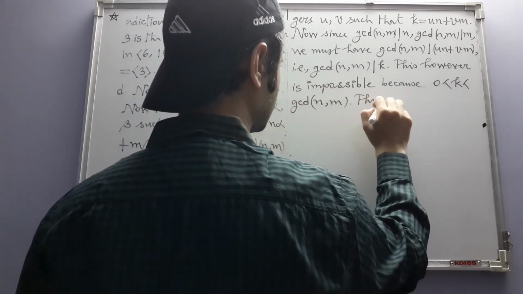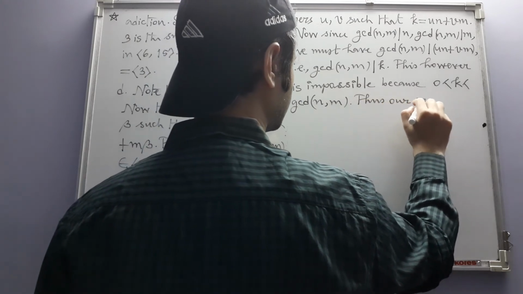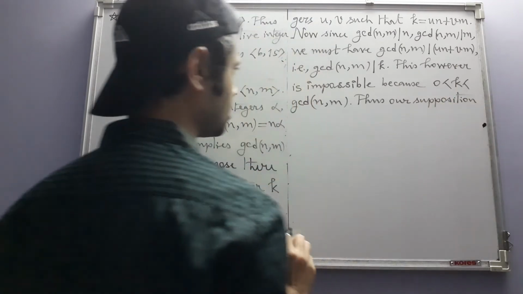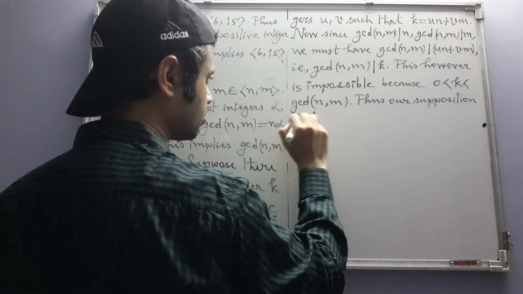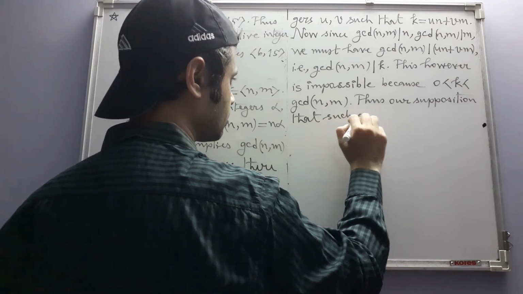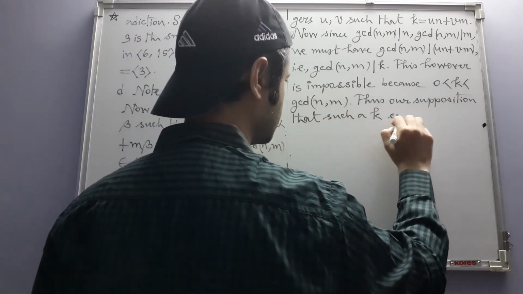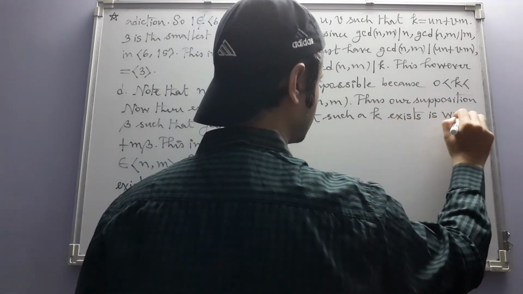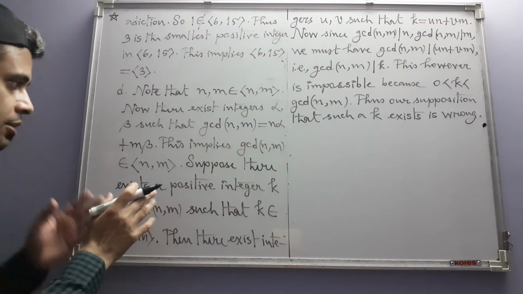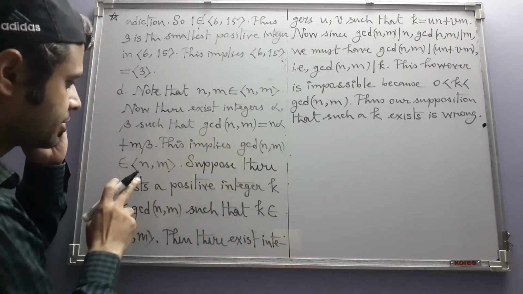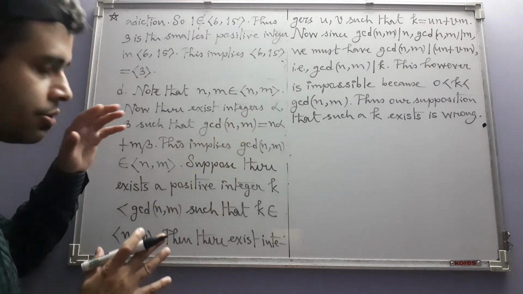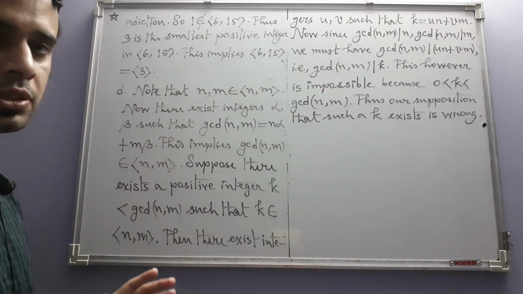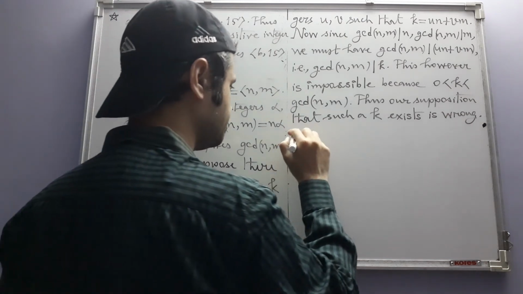Thus, our supposition that such a k exists is wrong. So that means no positive integer less than the GCD can belong to the subgroup. In other words, this is the smallest positive integer contained in the subgroup.